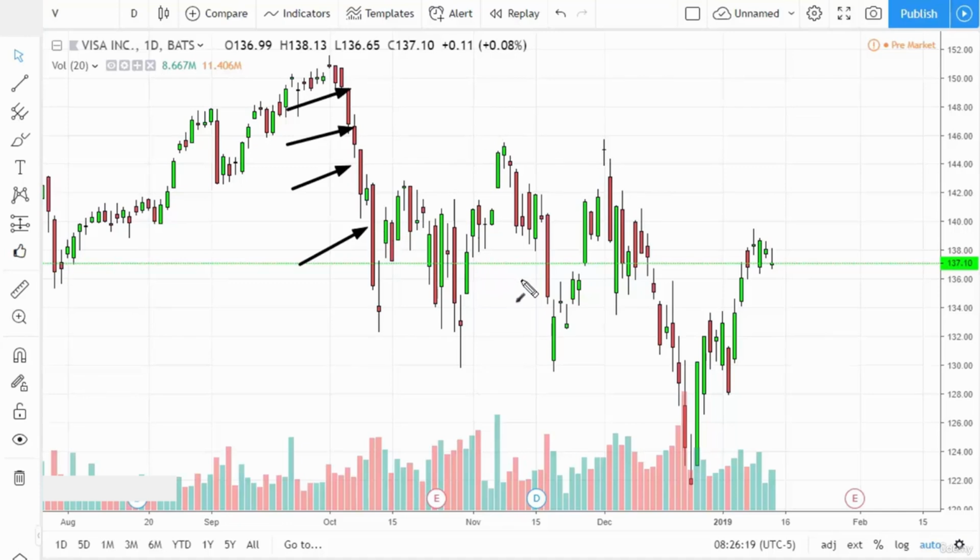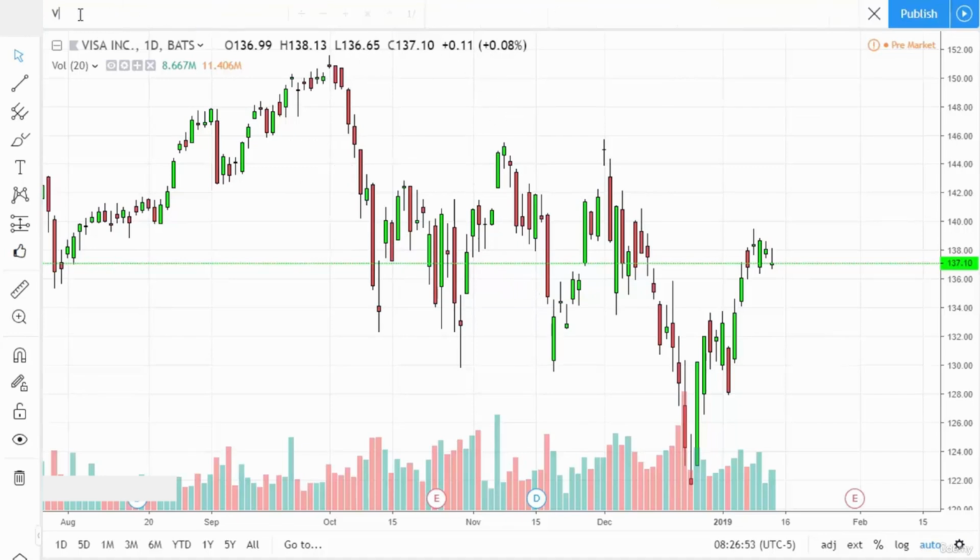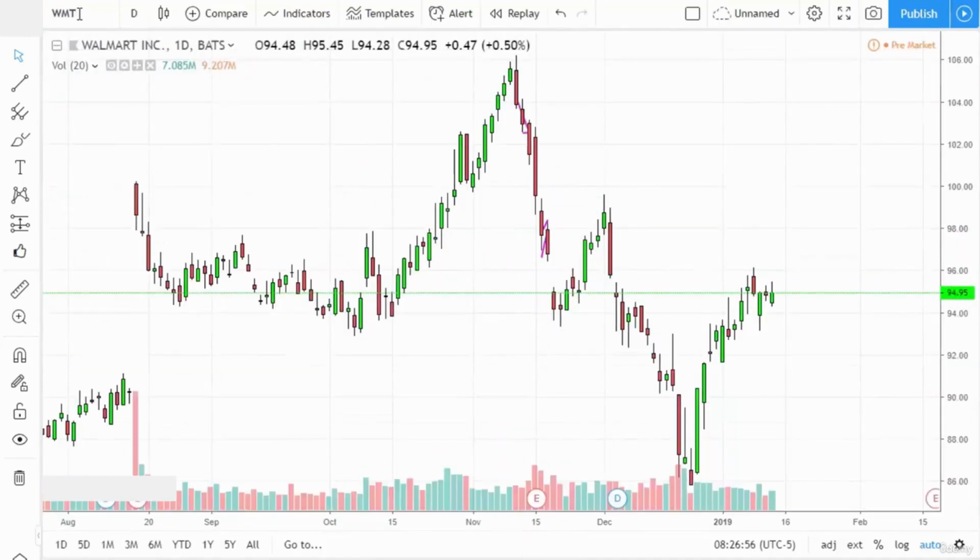The size of the body matters because it suggests that there might be a bit of conviction. So, for example, on this Walmart chart, you can see that this candlestick is pretty long. And what does that long candlestick tell you? That long candlestick tells you that there was a lot of selling during that particular session, just as this candlestick here shows you just how bullish Walmart was.